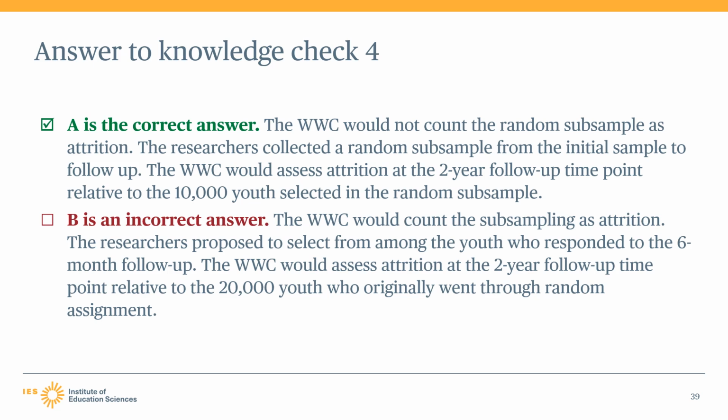The researchers proposed to select from among the youth who responded to the 6-month follow-up. The WWC would assess attrition at the 2-year follow-up time point relative to the 20,000 youth who originally went through random assignment.